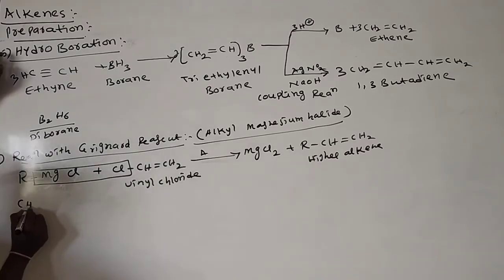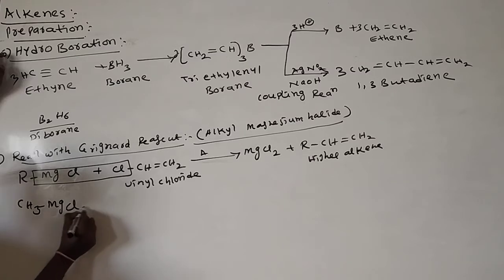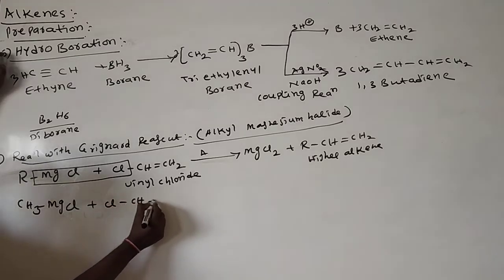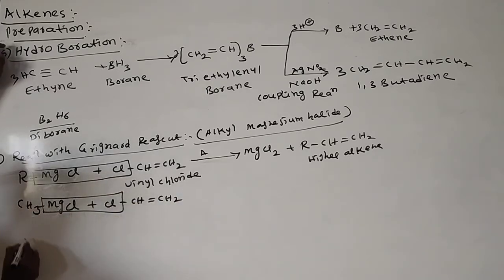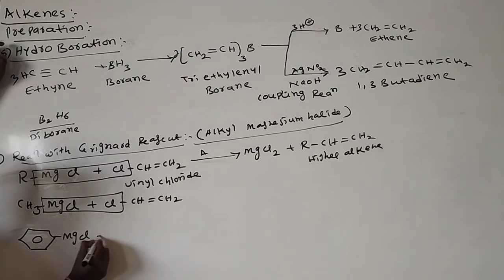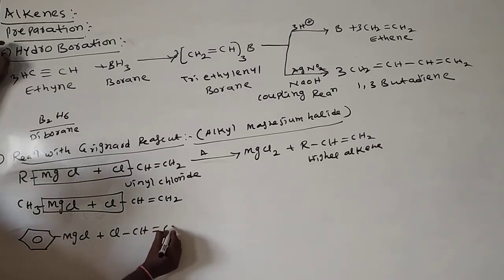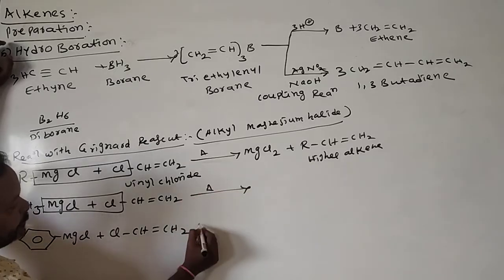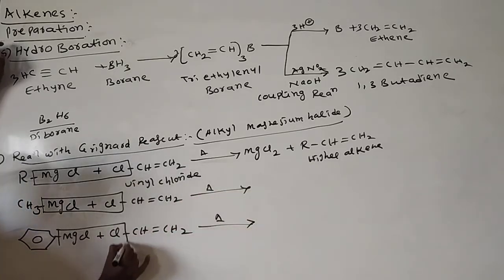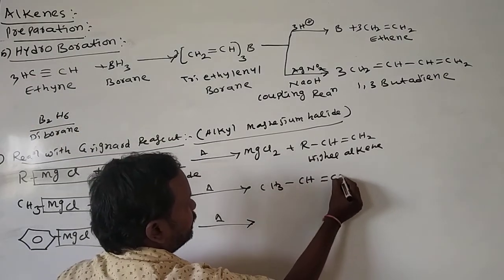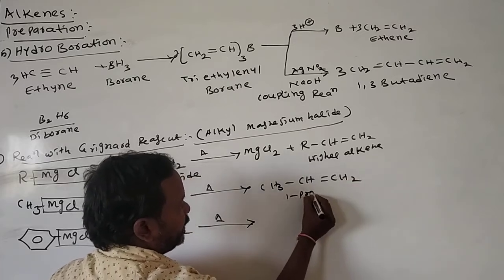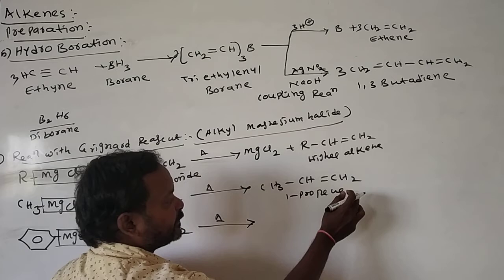Here I am taking one Grignard reagent, CH3MgCl, which reacts with CH double bond CH2Cl, vinyl chloride. It loses magnesium chloride. Suppose I take phenyl magnesium chloride, this is also a Grignard reagent, and it reacts with this same compound on heating. It loses magnesium chloride. What do we get here? CH3, CH double bond CH2, 1-propene. See, ethene converts into propene.